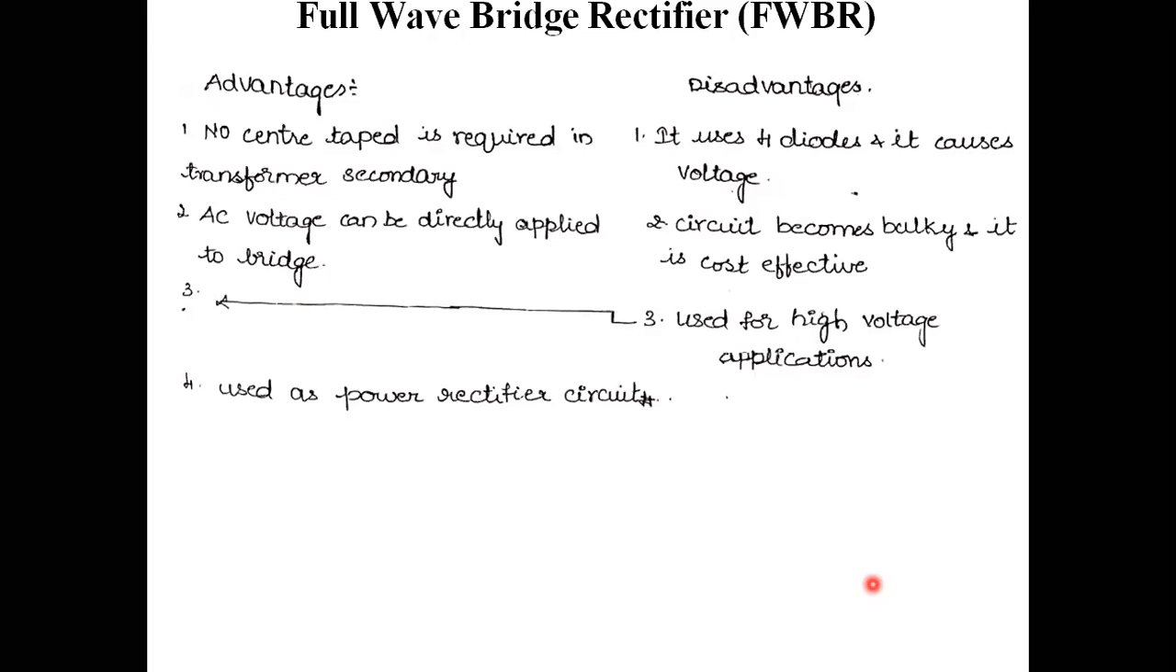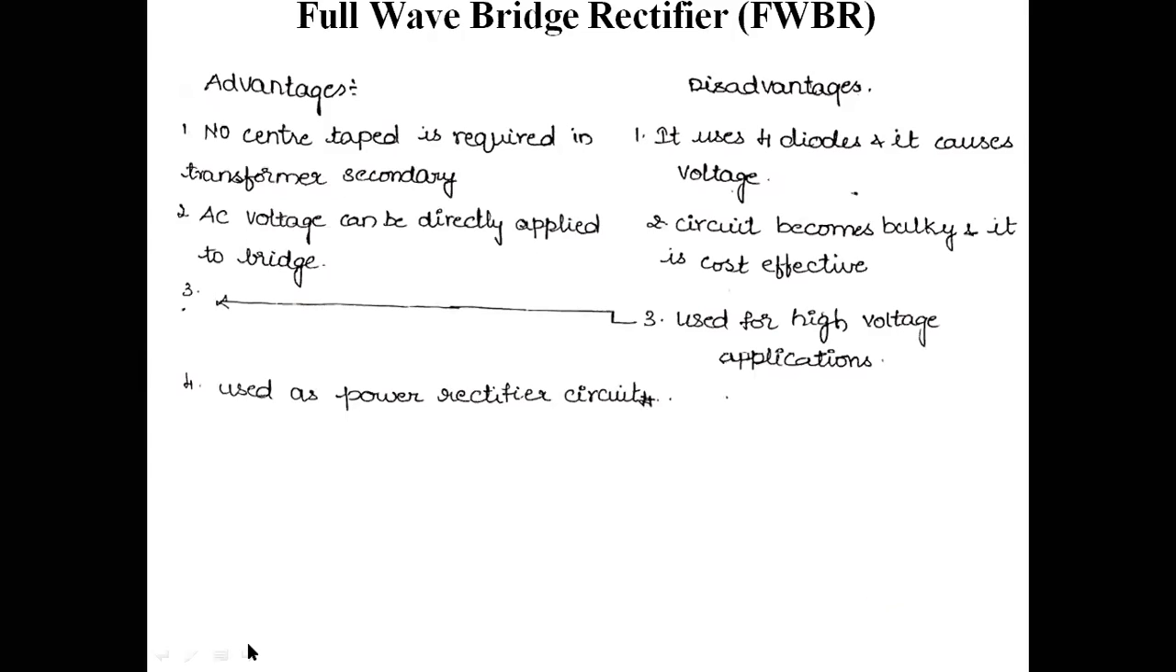Disadvantages: it uses four diodes, and it consumes a larger amount of current at each and every diode. It is going to consume more current and more power as well. And the next one is the circuit becomes bulky, because four diodes are arranged in each arm position. Four diodes are placed, so the circuit becomes bulky, and it is not cost effective.